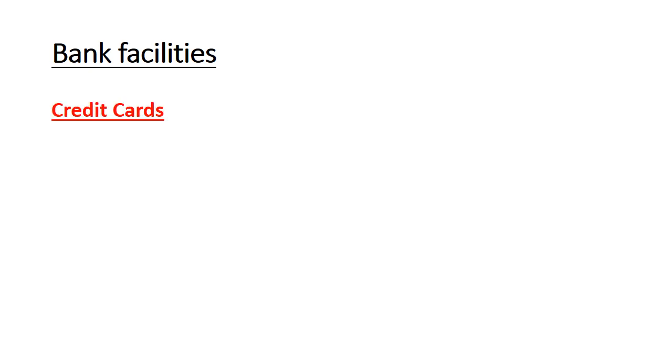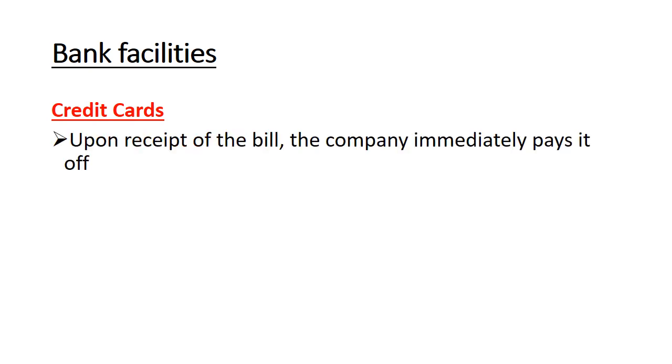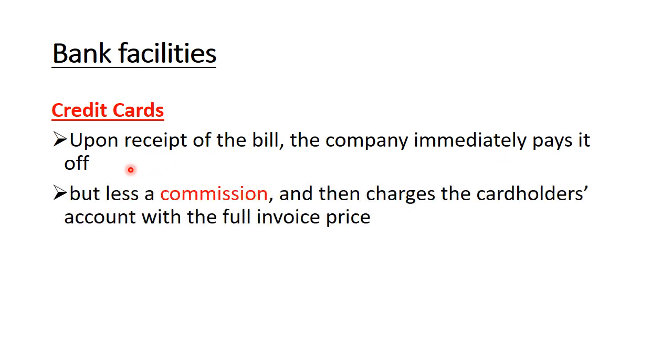Okay, so the third stage from there is once the credit card company receives the bill of the goods you have bought or the services you have paid for. Of course, it's on credit. Okay, the company is going to pay for you, but with less commission. They have to make money as well for the service they're offering. So they're going to get a commission. Then after that, they're going to charge the cardholder's account with the full invoice price.